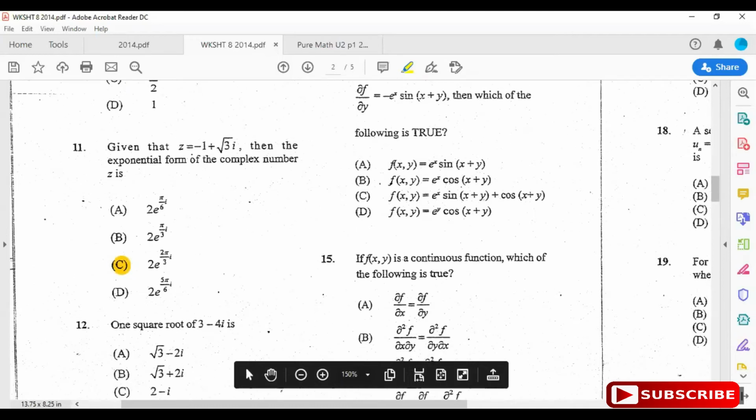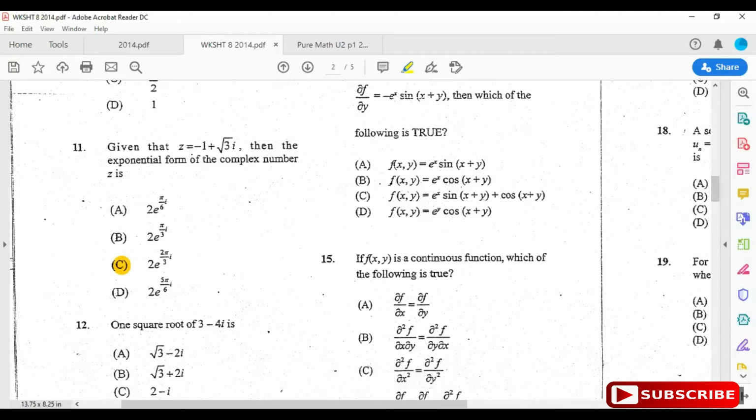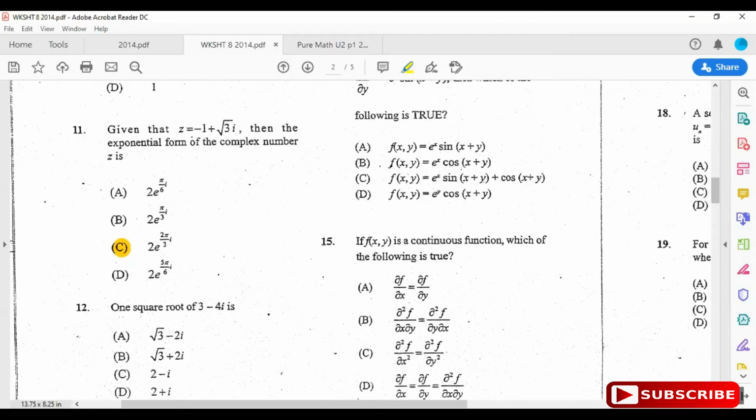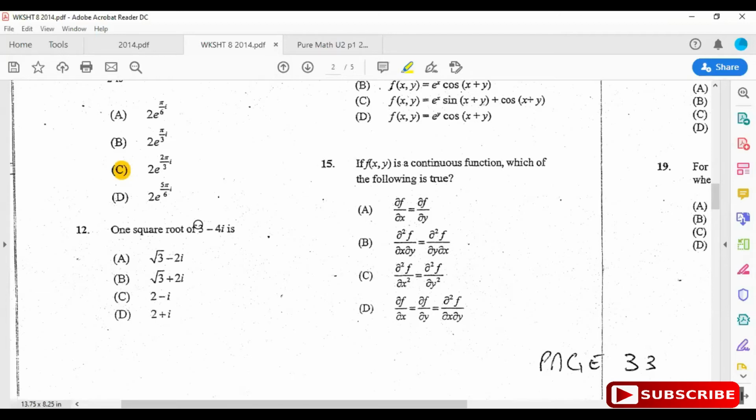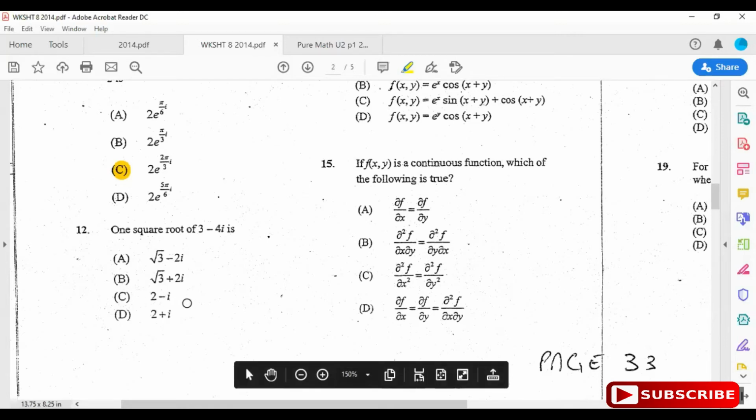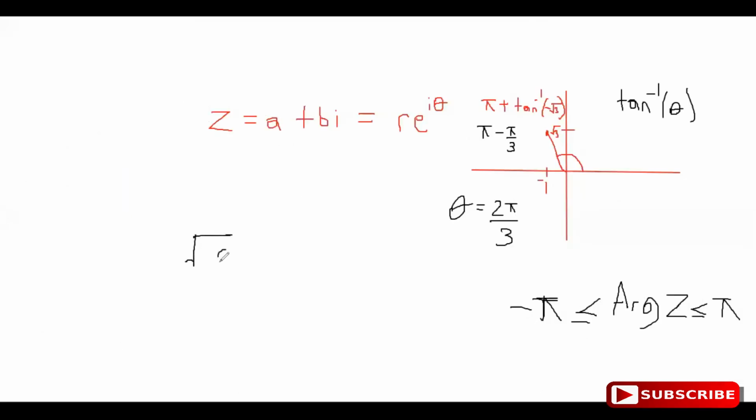All right, question 12. Question 12 is asking us for the square root of 3 minus 4i. Now, I'm not going to tell you to do the long method to work out the square root. I'm going to tell you the shortcut method, which is to check the options. Look for which option, when I square it, gives me back that answer. Because if I ask you to find the square root of some number x, and I tell you that it is equal to n, then n squared is going to be equal to x.